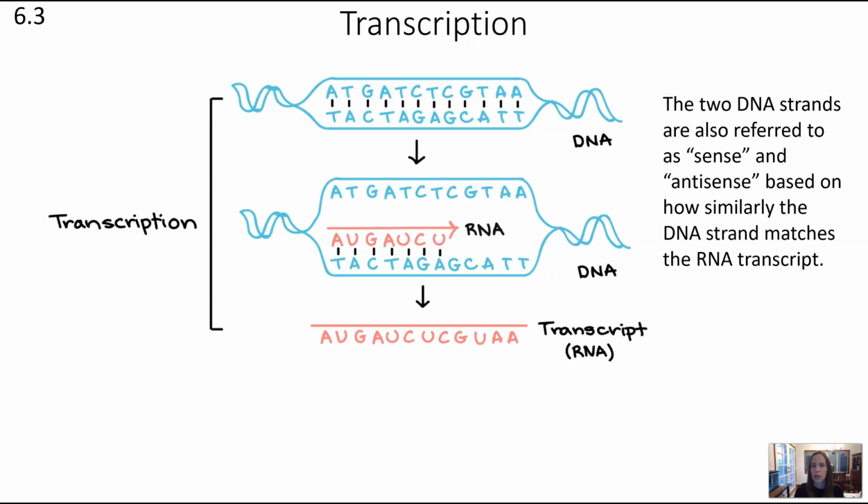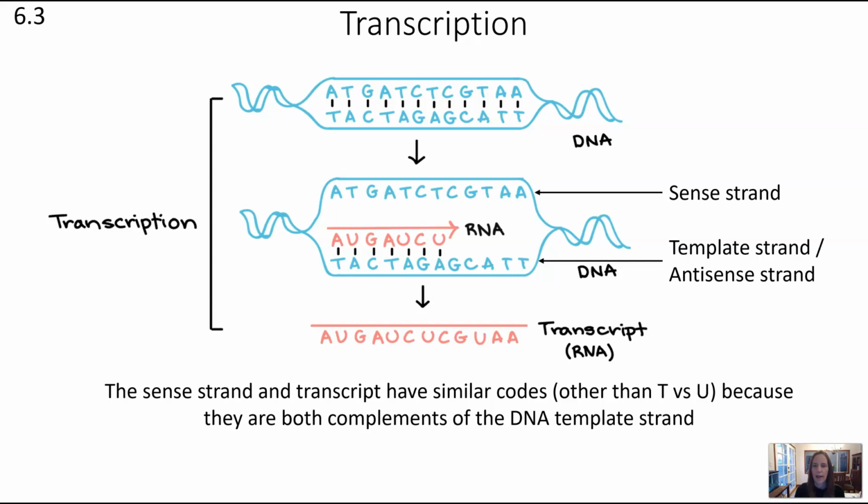Another term that's used for distinguishing which DNA strand we're referring to is sense and antisense. Now this is a little bit counterintuitive. Sense and antisense are based on how similarly the DNA strand matches the RNA transcript. So if you look at the transcript down there, the RNA, it's AUG, AUC, UCG, UAA. Which strand of the DNA more closely resembles that strand? And that would be the top strand of the DNA. So this is called the sense strand.